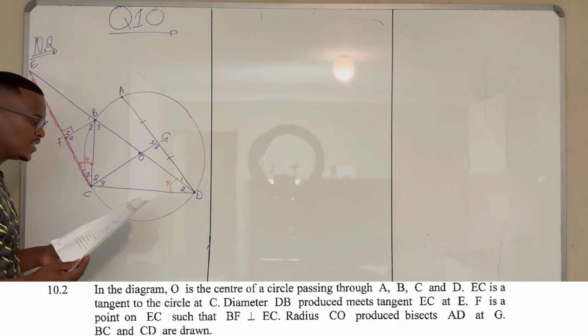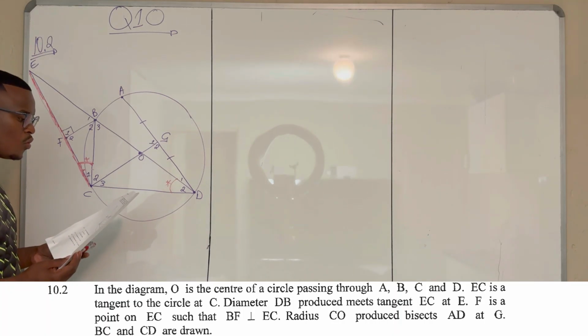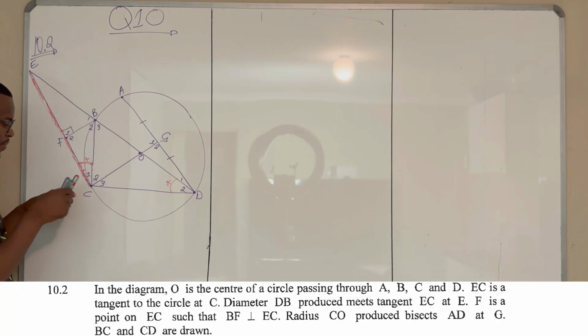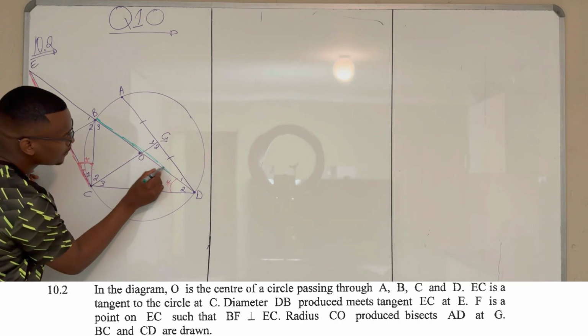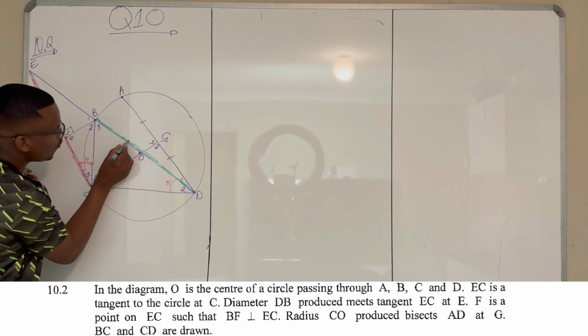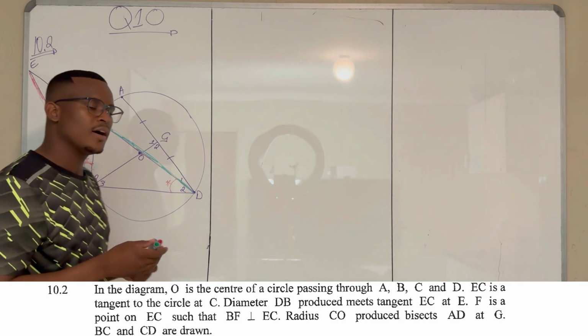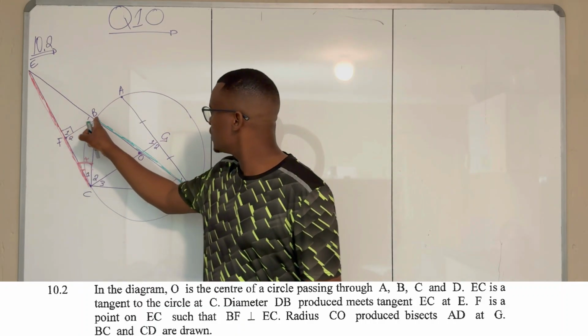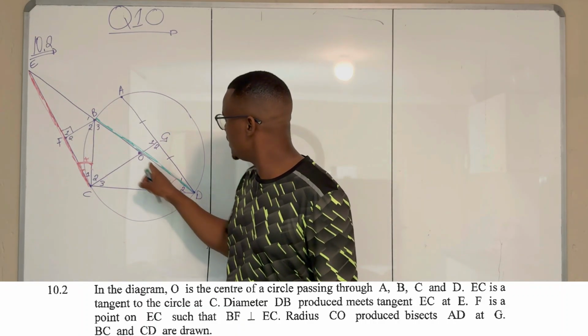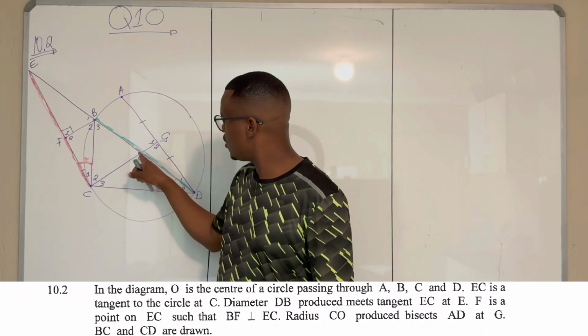What else did they say? They say that we have a diameter DB. So where's our diameter DB? Our diameter is this one over here. This is our diameter DB. What is a diameter? A diameter is a special chord that passes through the center. So this is a chord, right? DB, and it passes through the center, O.